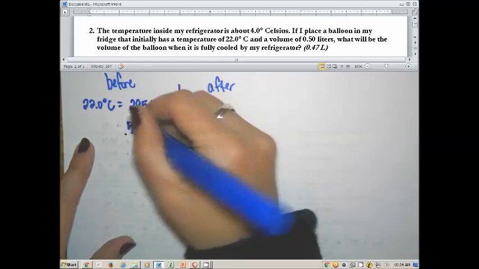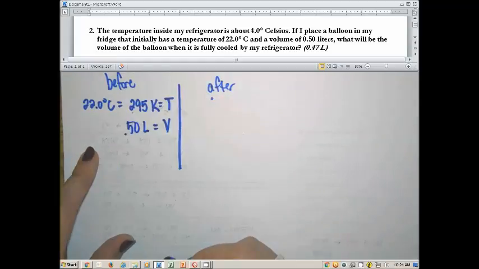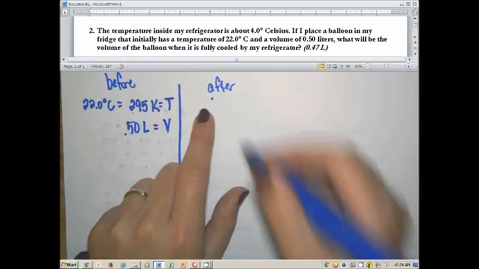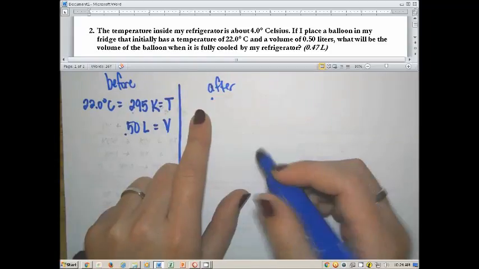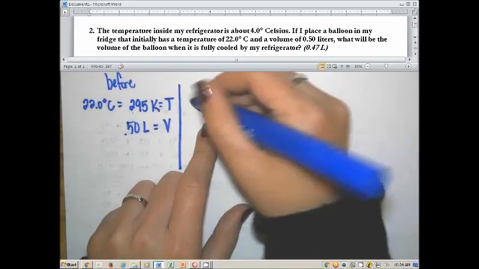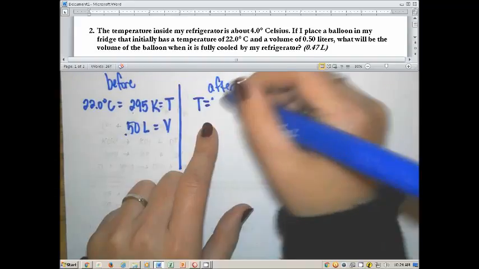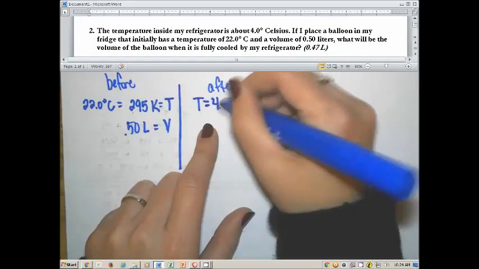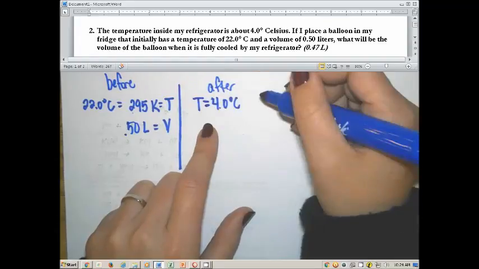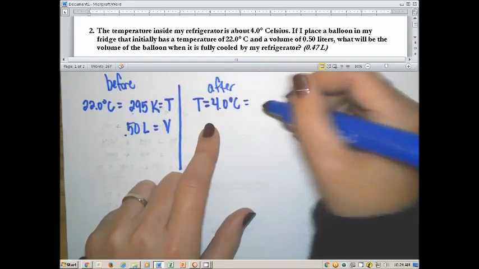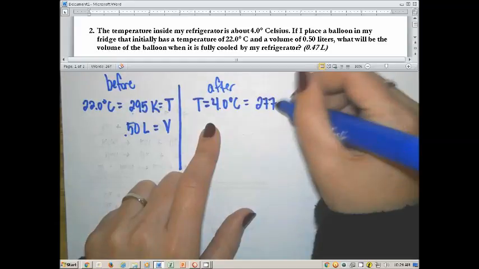And it says, what will be the volume when it's fully cooled by my fridge? So after I put it in the fridge, I'm going back up to the beginning now, where it says that my fridge is 4 degrees Celsius. And I'm going to have to know that when I put my balloon in my fridge, it's going to become the temperature of the fridge. It's going to be 4 degrees Celsius. And if we convert that to Kelvin, we've got 277 Kelvin.